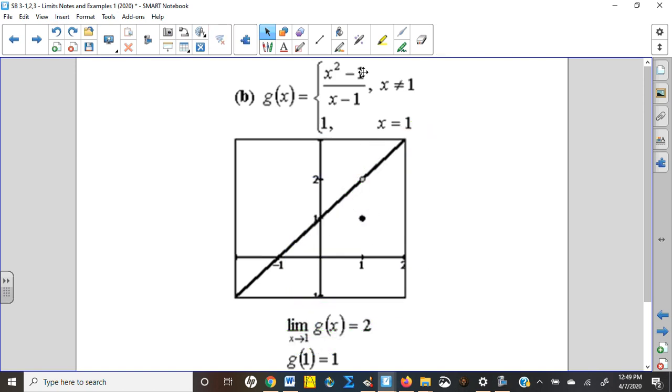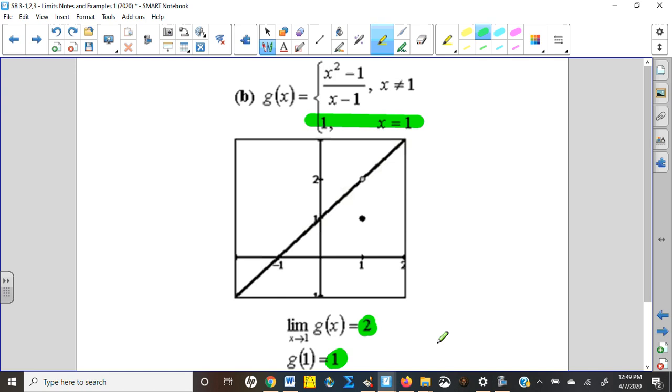Notice that g of 1 is not undefined this time because they told us up here in the piecewise function that g of 1 is equal to 1. Okay, the limit is not equal to the function's value, and that's going to play a big role eventually. But as far as the limit existing, it has no bearing.